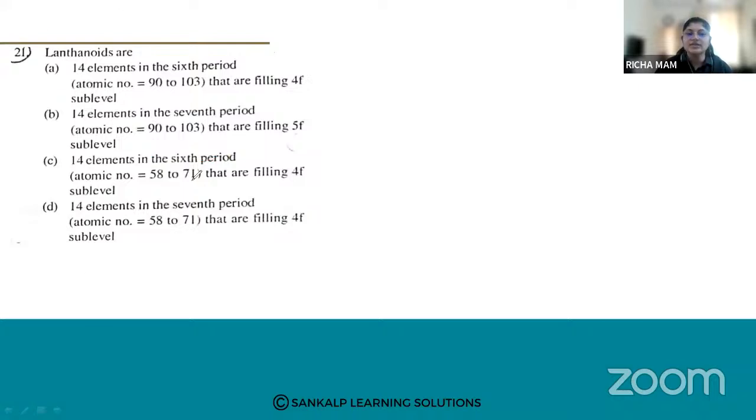So these are present in the 4f series. Okay, they start from cerium to lutetium, and these are placed in the sixth period. And in which group? In the third group. Okay, in the third group.